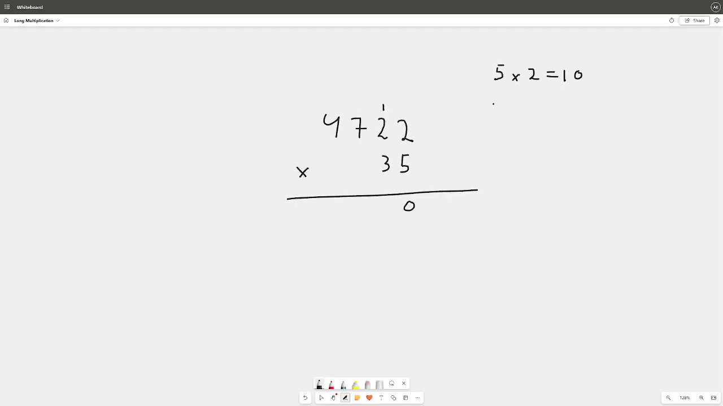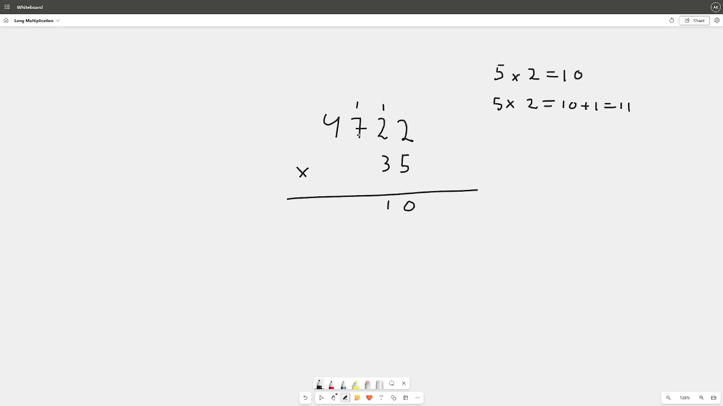5 times 2, again, is going to give us 10, but then plus the 1 is going to give us 11. So we're going to write a 1, right? And then carry over the 1.